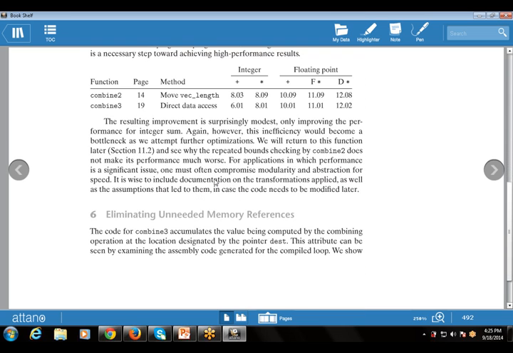Then we also discussed another topic, that is how to eliminate unneeded memory references. As you know, there are 4 types of memory: primary memory, secondary memory, registers, and cache memory. How to fetch the data, or input and output the data from the memory, is the main motto for increasing the efficiency of the memory. So we discussed how to eliminate unneeded memory references.